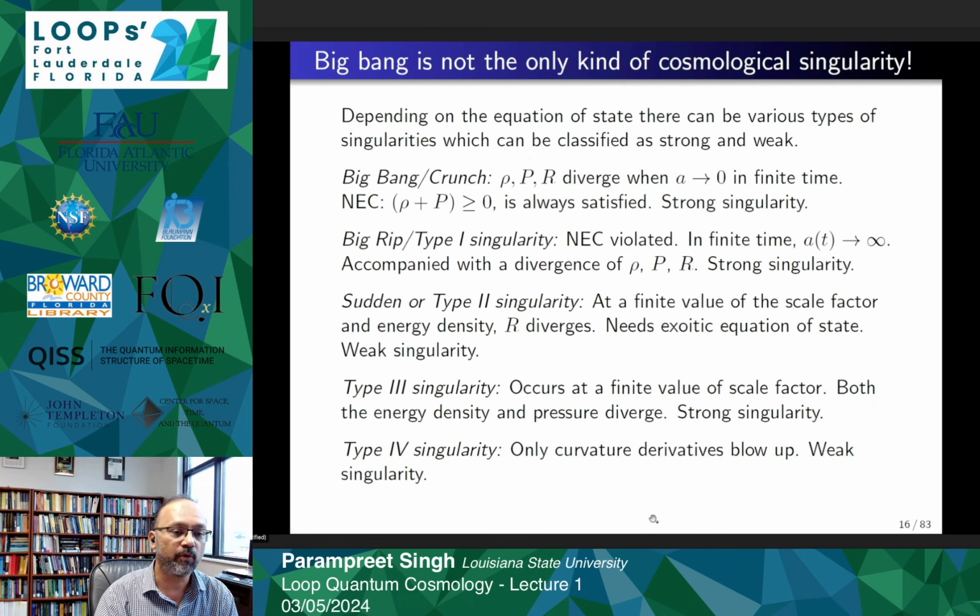So the important thing to remember is that in cosmological models, since we have this ambiguity with dark energy, cosmologists in the last 20 years have come up with various equations of state, which actually lead to various other kinds of singularities. And in quantum gravity, our goal is not only to understand the resolution of Big Bang and Big Crunch singularities, but also other types of singularities. Okay, but we will come back to this at a later time.